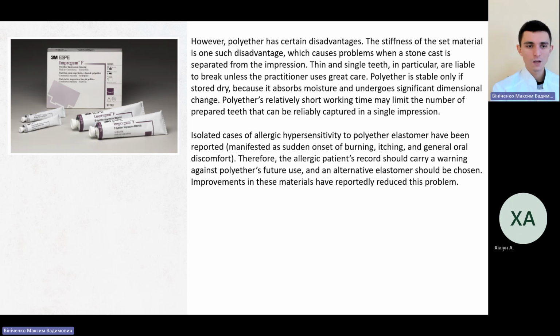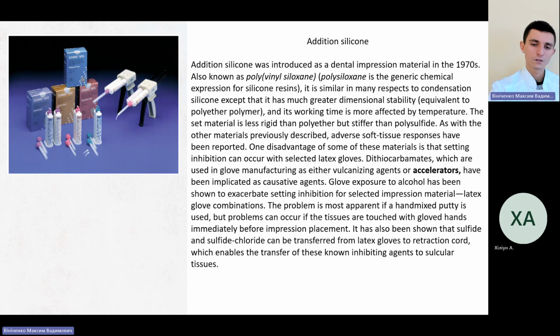Isolated cases of allergic hypersensitivity to polyether elastomer have been reported, manifested as sudden onset of burning, itching, and general oral discomfort. Therefore, the allergic patient's record should carry a warning against the polyether's future use, and an alternative elastomer should be chosen. Improvements in these materials have reportedly reduced this problem.